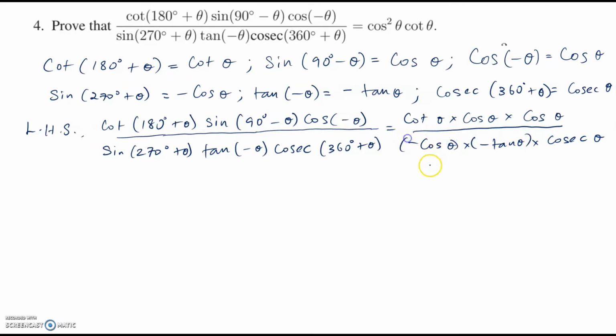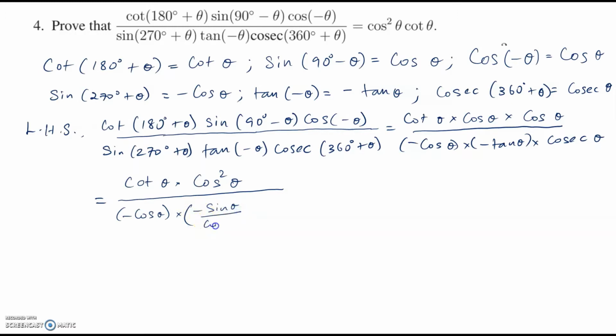Let me put them within brackets. Now let's replace our tan θ and our cosec θ in the form of sine and cos. So the numerator will now be cot θ into cos²θ, and the denominator will be −cos θ into tan θ, which becomes −sin θ divided by cos θ, into cosec θ, which is 1 by sin θ. So we can cancel these, and minus into minus will become plus. So your answer will be cot θ into cos²θ, which is of course equal to cos²θ into cot θ, which is equal to RHS.